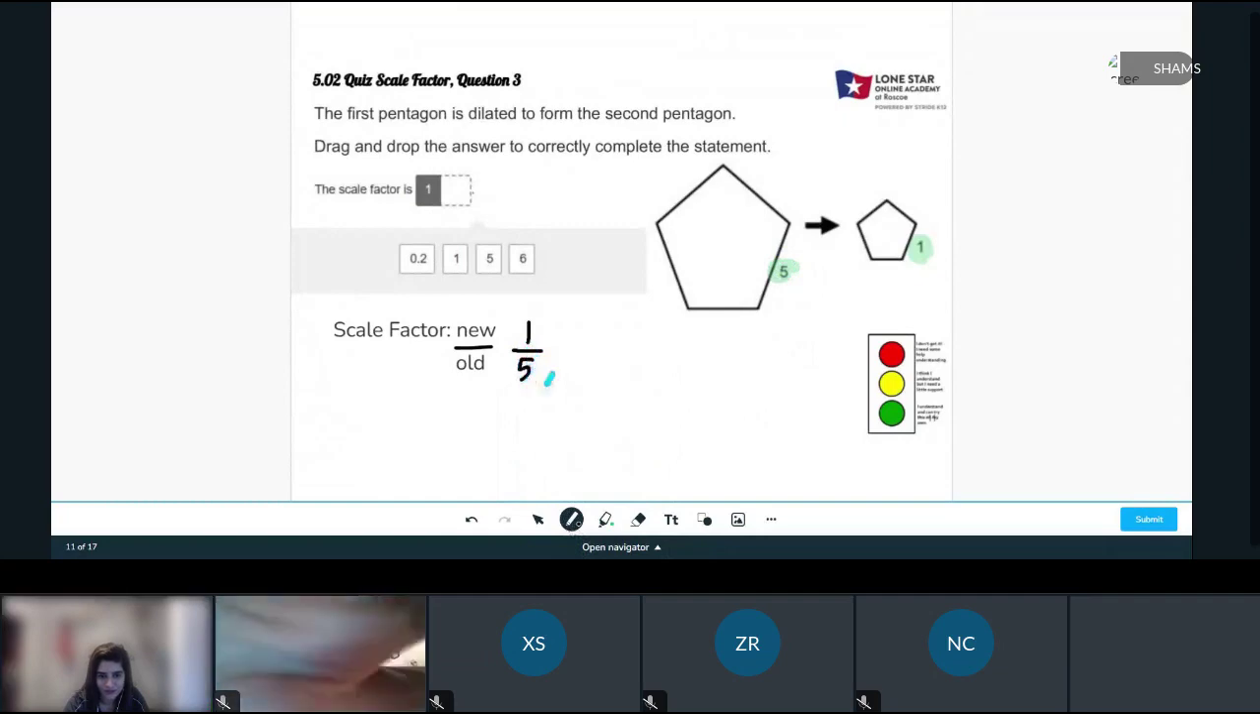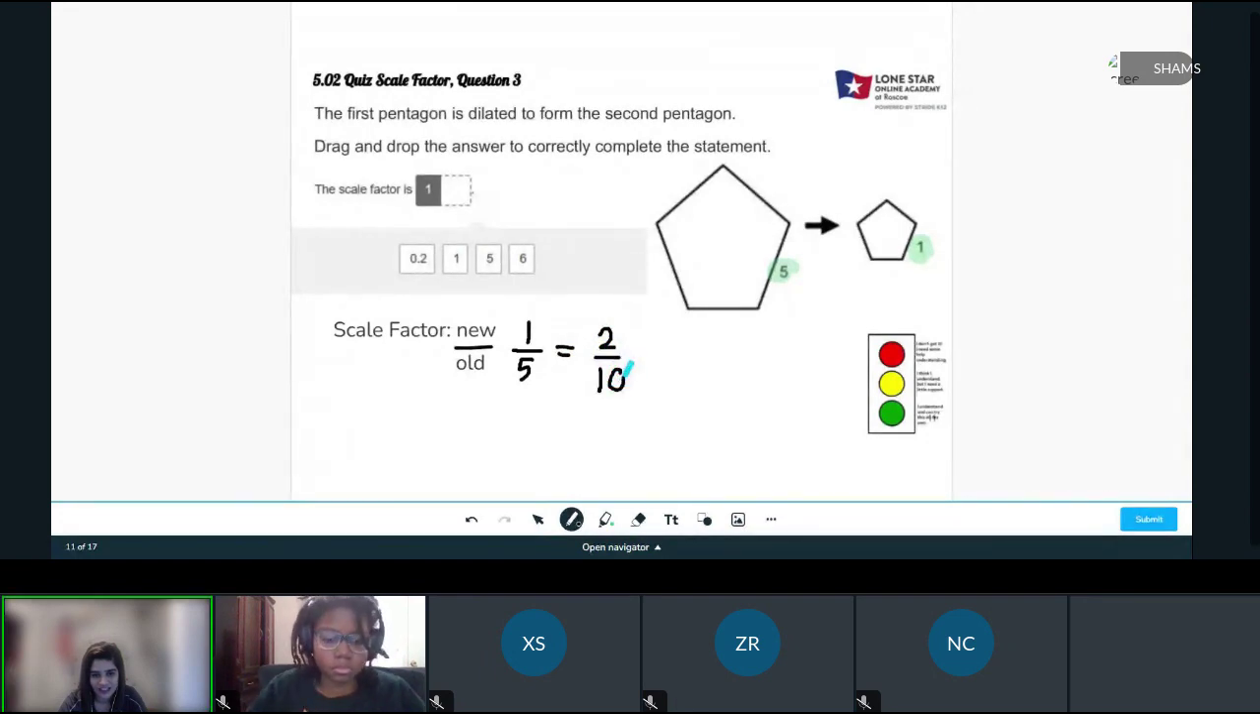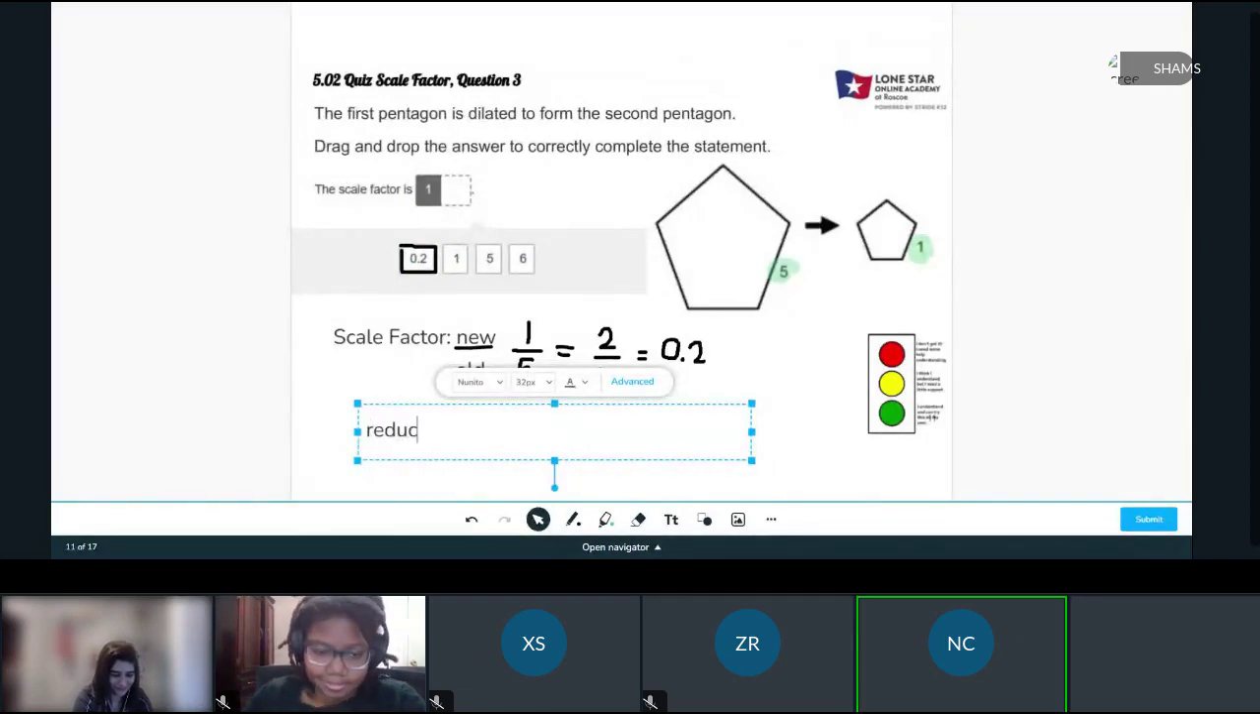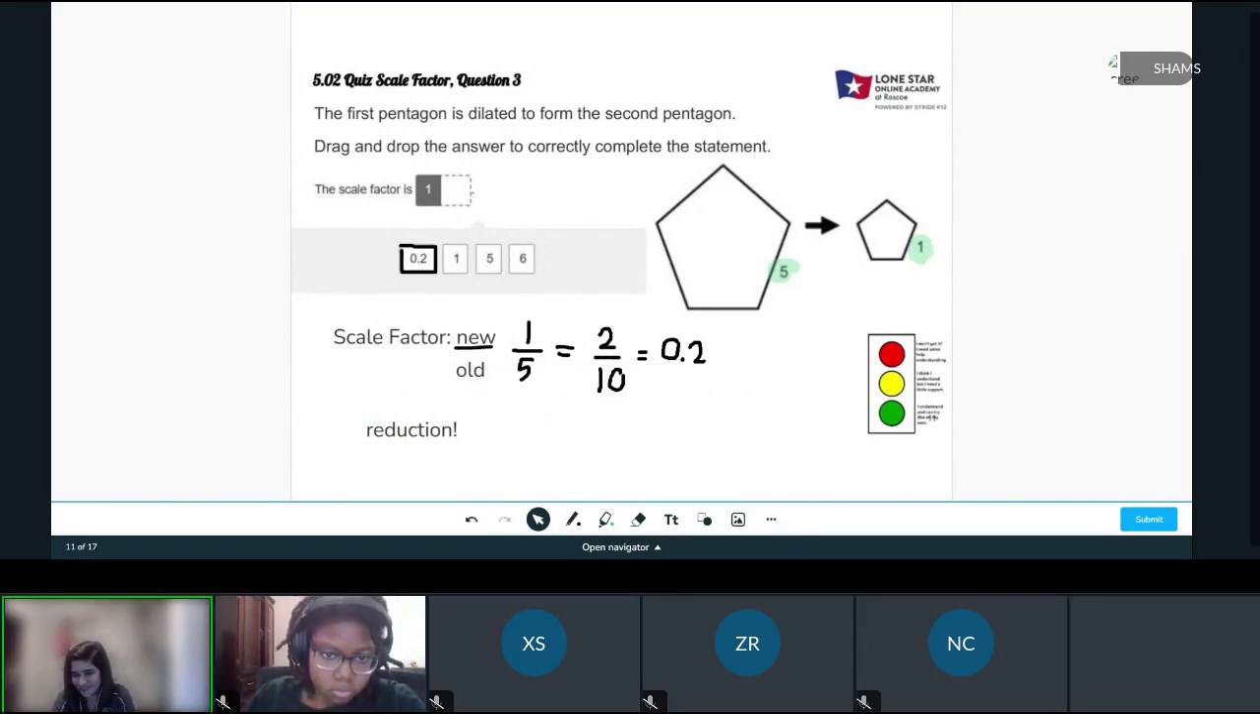is the scale factor. If you are trying to make it into a decimal, you can just double it. 1 over 5 is going to be 2/10. And then 2/10 as a decimal is 0.2. So 0.2. Is this enlargement or reduction? Reduction. Excellent. How do you know? Because it was 5 and now it's 1, and it's reduction and is less than 1. Very good, Nina. Very good.